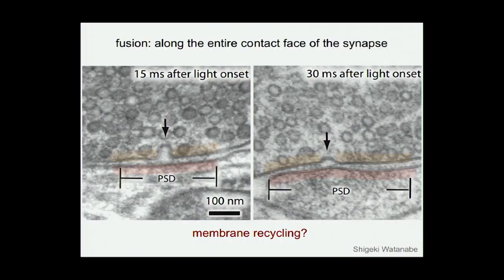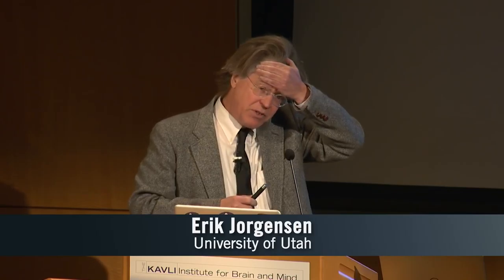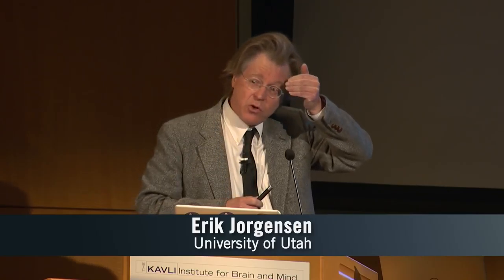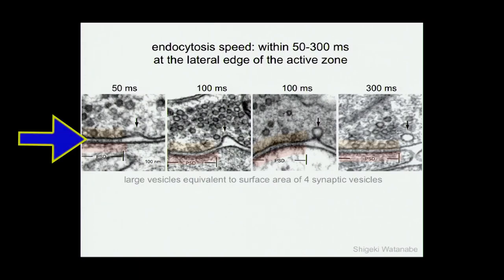So what about recycling, right? Remember, it took 30 seconds in the Heuser and Reese experiments. And we had a huge surprise when we saw that recycling of the membrane was occurring on the scale of 100 milliseconds. So here's the active zone, that's where vesicles are fusing. And at the lateral edge, at 50 milliseconds, you can already see this invagination that's building. At 100 milliseconds, it's much deeper. And in this one, you can actually see some electron dense material. The membrane is being cut from the surface. So that is the act of endocytosis. And then at 300 milliseconds, you can see that the vesicle has been completely cleaved from the membrane.